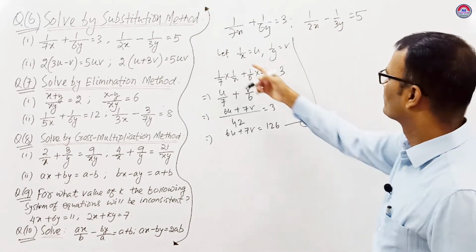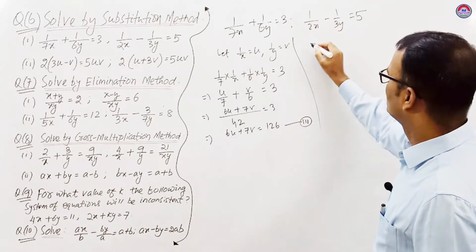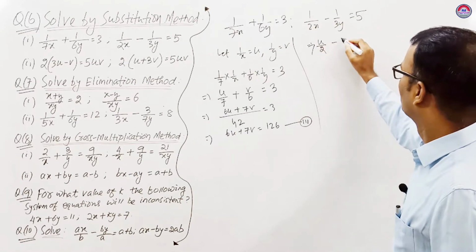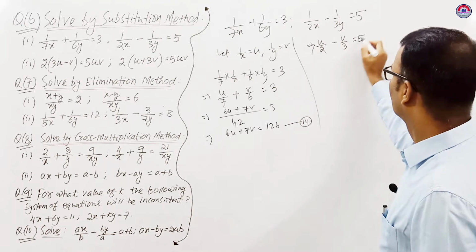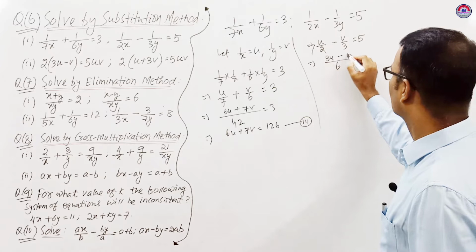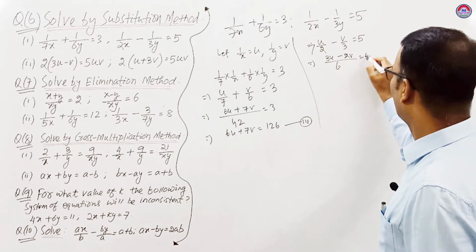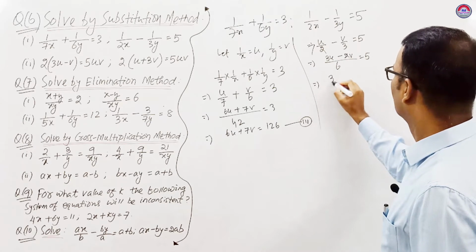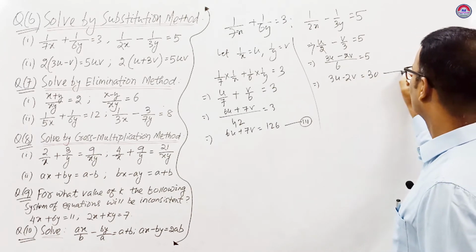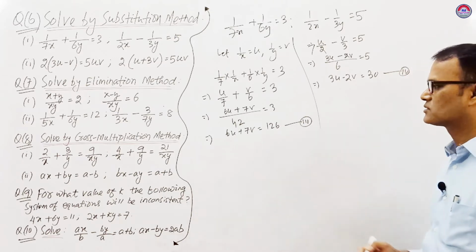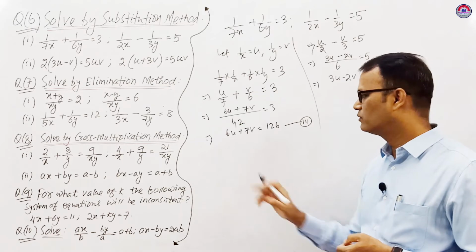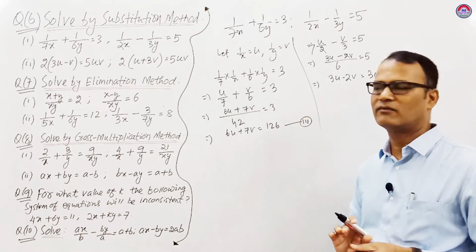Here you see 1 by x equal to u, so it will be u by 2 minus v by 3 is equal to 5. That implies, take LCM 6: 3u minus 2v is equal to 5 into 6, that is 30. This is equation 4. We have to solve these two equations by substitution method. First we find u, then v, then x and y.